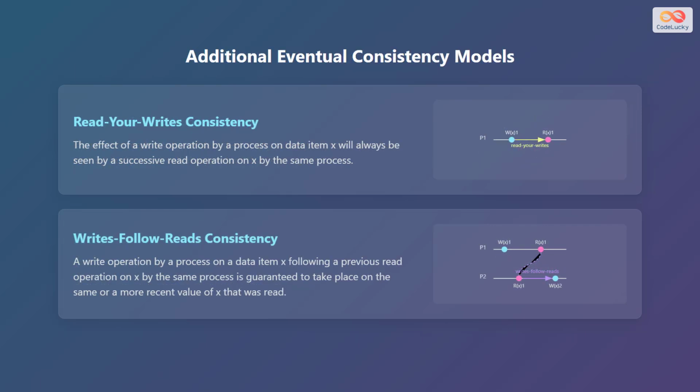Now let's delve into more eventual consistency models. First is read-your-writes consistency. The effect of a write operation by a process on data item X will always be seen by a successive read operation on X by the same process. Next is writes follow reads consistency. A write operation by a process on a data item X following a previous read operation on X by the same process is guaranteed to take place on the same or a more recent value of X that was read.